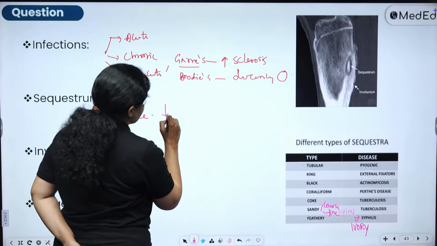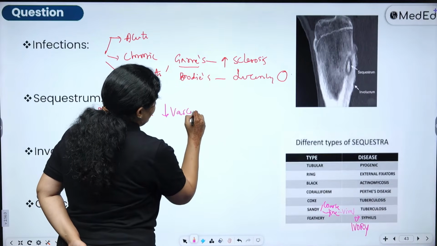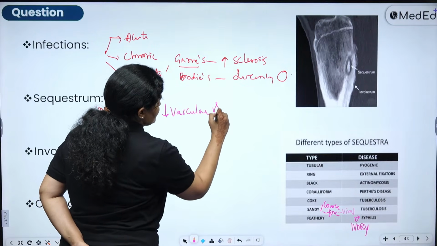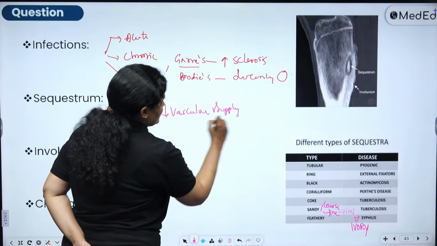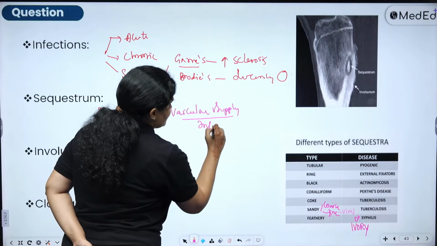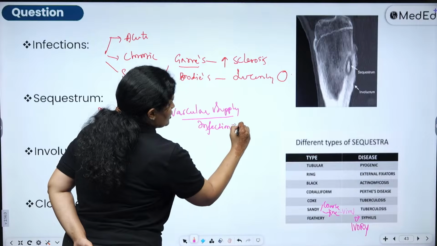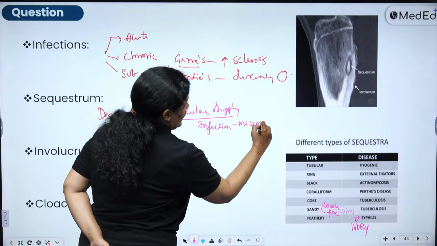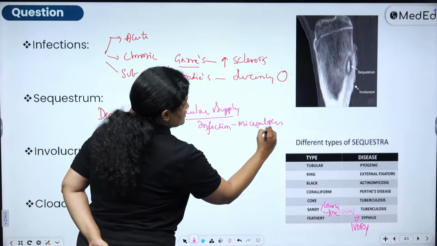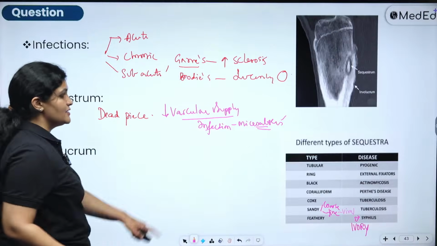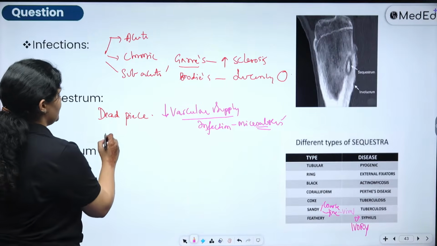So there is a decrease in the vascular supply, right? Why is the vascular supply decreased? Because of the infection. This infection will cause micro abscess. Abscess is nothing but pus. So this will increase the pressure and decrease the blood supply, and result in a dead piece of bone.